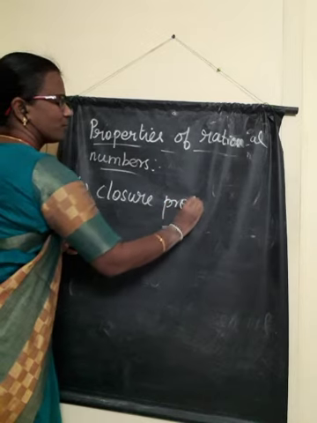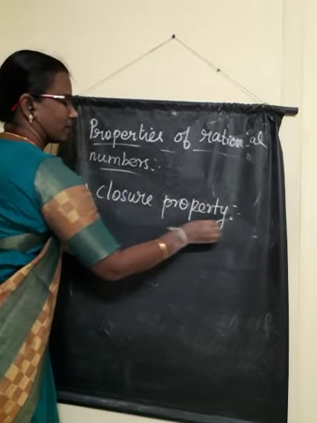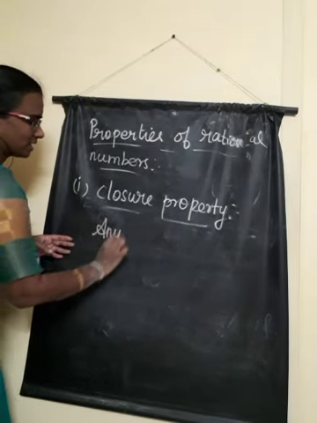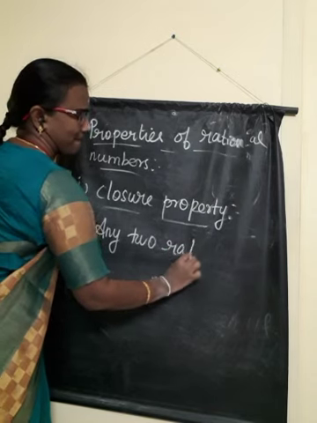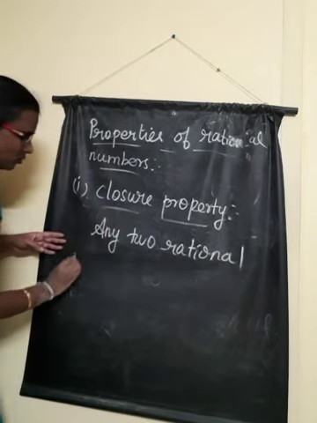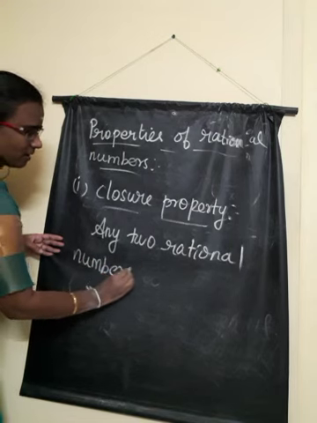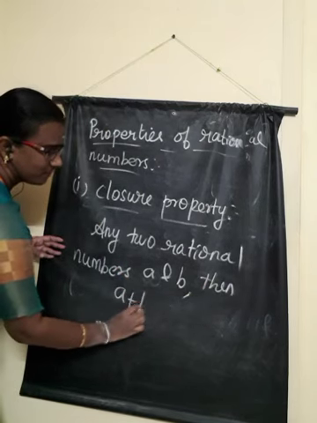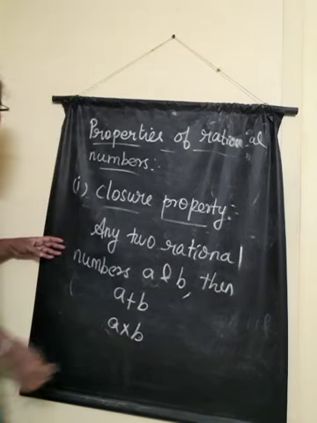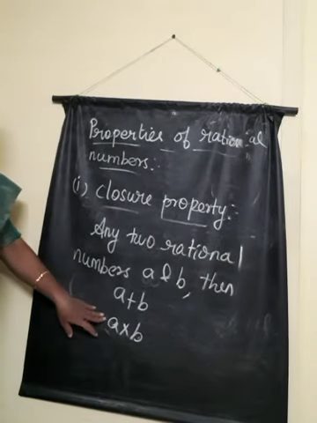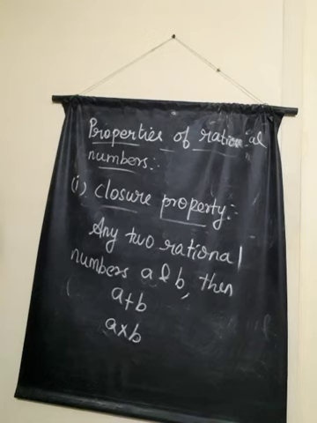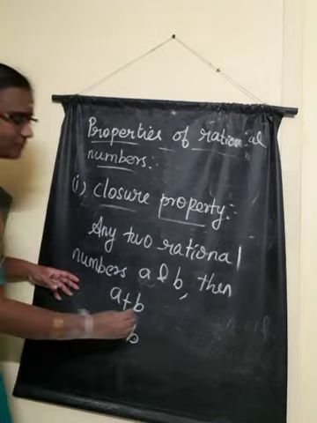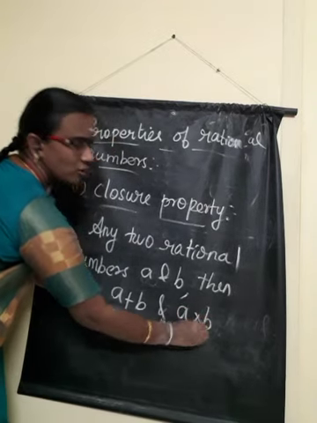Closure property. That is, if any two rational numbers A and B, then A plus B and A into B. First property is closure property. Any two rational numbers A and B, then A plus B and A into B.